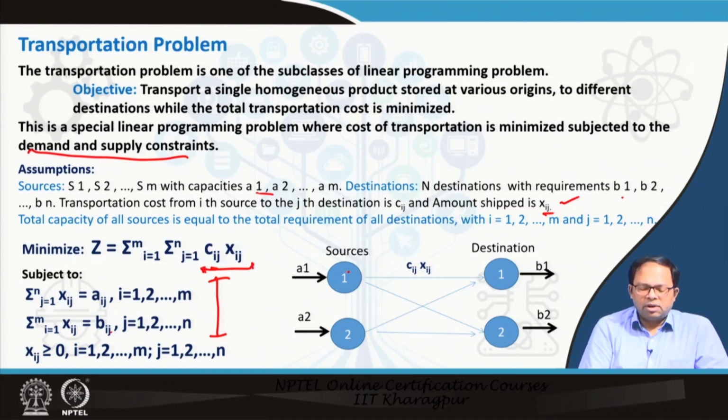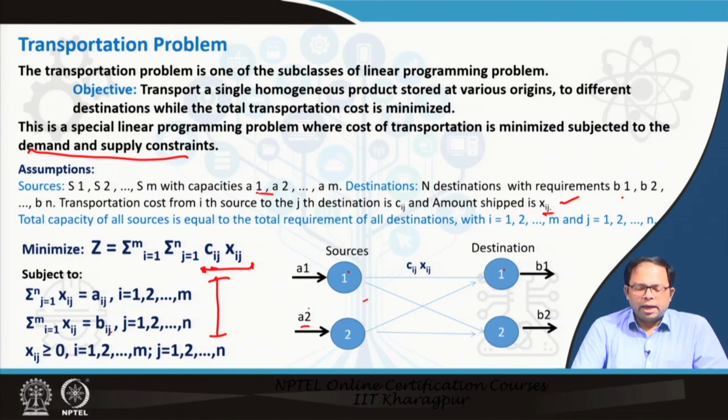So this could be shown over here in this particular figure. We have sources first and second. We also have destinations first and second, and this A1 is the amount available for supply at 1, A2 is the amount available for supply at 2, destination B1 is the total requirement at 1, B2 is the total requirement at 2, and Cij Xij is the total cost of travel. Xij is the total goods transferred from source i to destination j, so X11 is basically goods transferred from source 1 to destination 1. So that is how we will determine this.